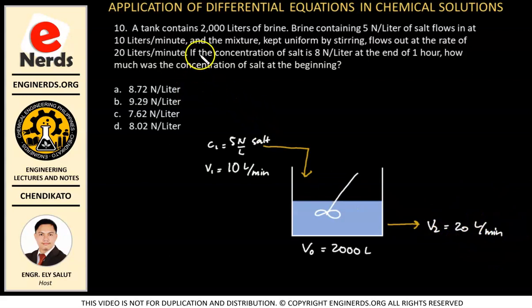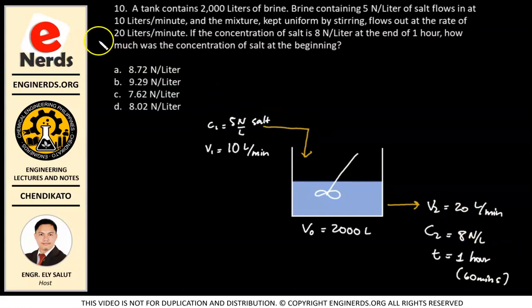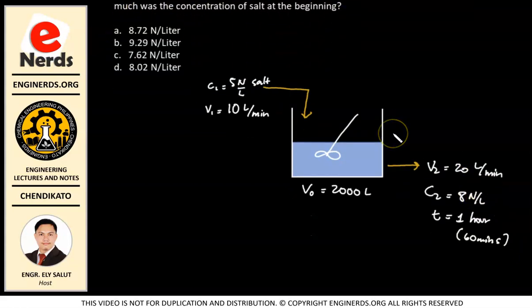Now, another information given to us is that the concentration of salt is 8 newton per liter at the end of 1 hour, so our concentration 2 will be 8 newton per liter at time equal to 1 hour. But all of our rates here are in minutes, so we know that this is equal to 60 minutes. It's better to use that. Now, the question is, how much was the concentration of salt at the beginning? What we do not know is the initial concentration of our salt in our tank.